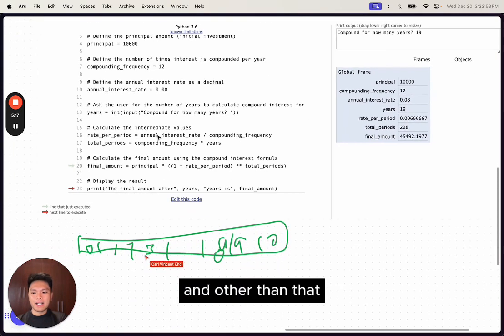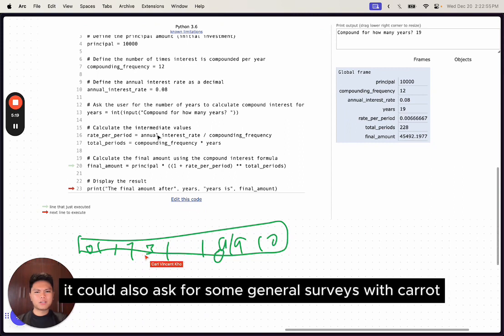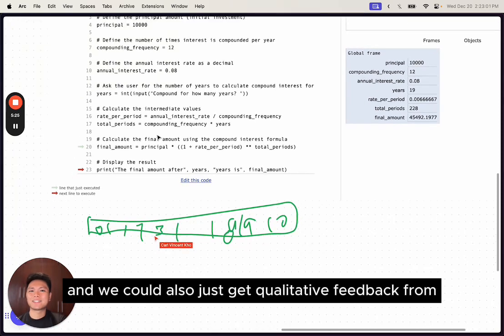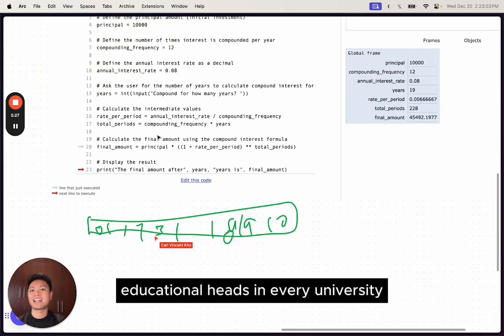And other than that, we could also ask for general surveys with incentives or carrots, and we could also just get qualitative feedback from educational heads in every university that's incorporating Replit in their day-to-day learning.